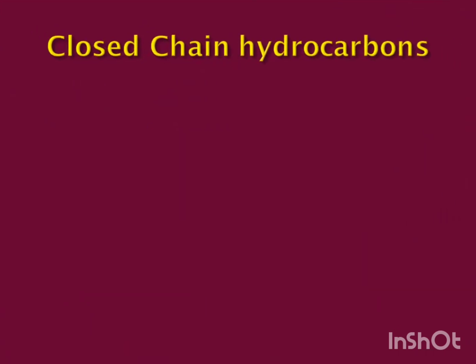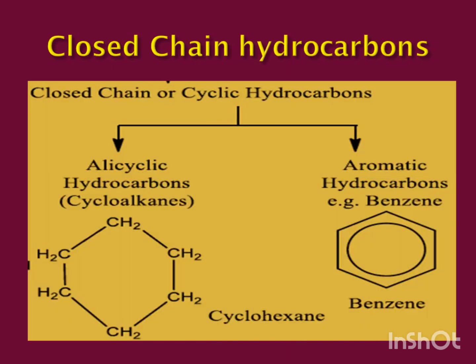The second major classification of hydrocarbons is closed-chain hydrocarbons. These are the hydrocarbons in which carbon atoms are attached with each other to form a ring. Closed-chain hydrocarbons or cyclic hydrocarbons are further classified as alicyclic hydrocarbons, which are called non-benzenoid cyclic hydrocarbons. The second classification is aromatic hydrocarbons, which contain a benzene ring. They are called aromatic hydrocarbons because they have a characteristic fragrance.